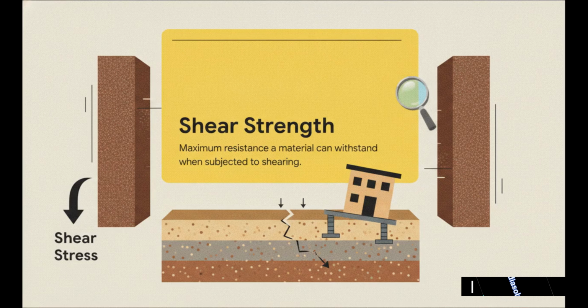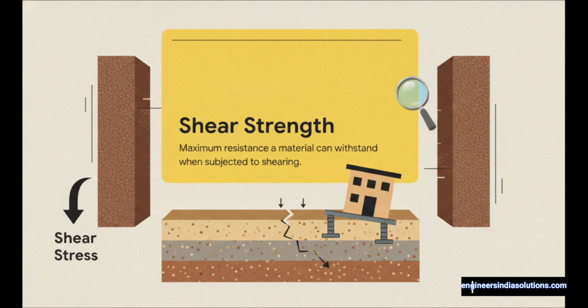To answer that question, we've got to understand a core concept called shear strength. Essentially, shear strength is the maximum resistance that a material can withstand when it's subjected to shearing forces. Imagine taking two blocks of really rough sandpaper and sliding them against each other. That friction, that resistance you feel, that is shear strength at work.